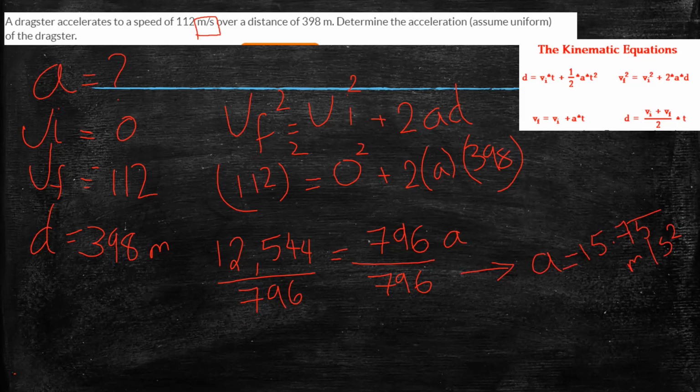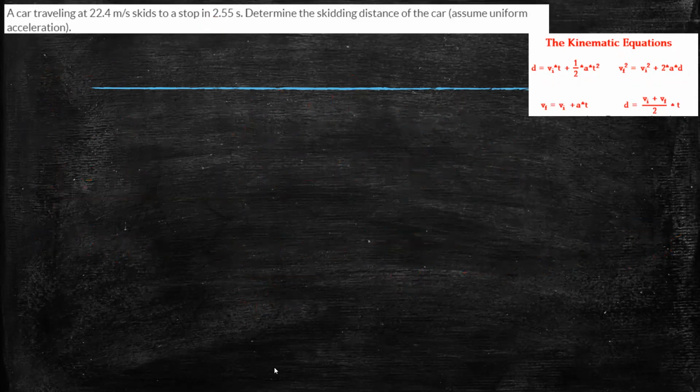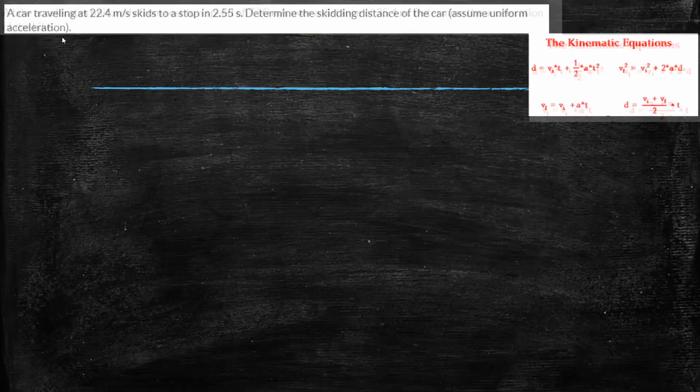Now let's go back to this question here. A car traveling at 22.4 meters per second skids to a stop at 2.55 seconds. So what is the initial velocity here? Wait, one by one.